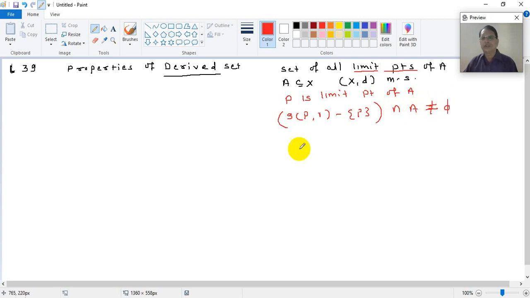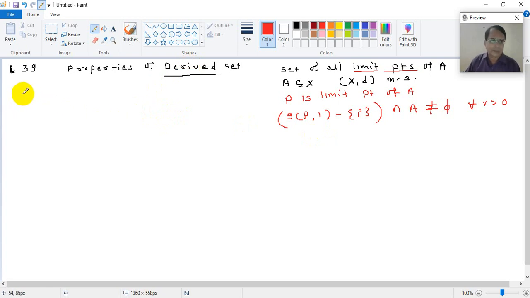And we have proved lots of results about this. This is true for all r greater than 0. So any open sphere you draw around the limit point contains infinitely many points of the set A. These results we have discussed. I will not go into the details of those results. You can go through my previous lectures. Now some properties I leave for you as an exercise, and some properties we will prove here.